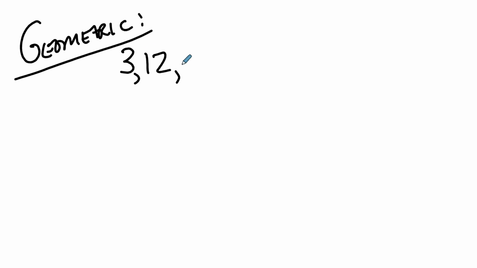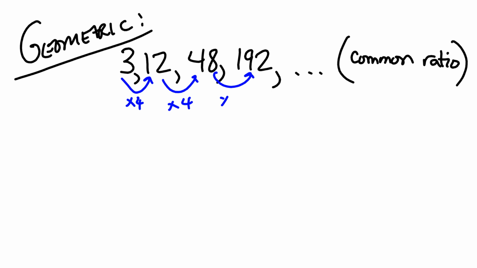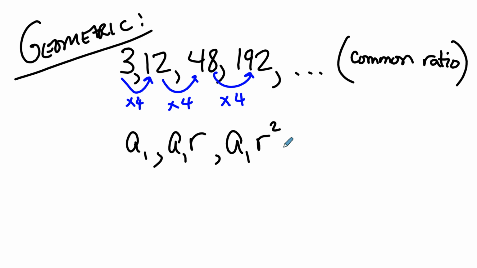We also took a look in Math 140 at geometric sequences. Geometric sequences are things like 3, 12, 48, 192, and so on, where there is a common ratio between terms. That common ratio, we're going to multiply by 4, multiply by 4, multiply by 4. The common ratio is 4. We studied these sequences in Math 140, so I'm just refreshing our memory on that here. What happens with a geometric sequence? There is some first term, and then we multiply that by r, and then we multiply that by r again, and then we multiply that by r again, and so on.